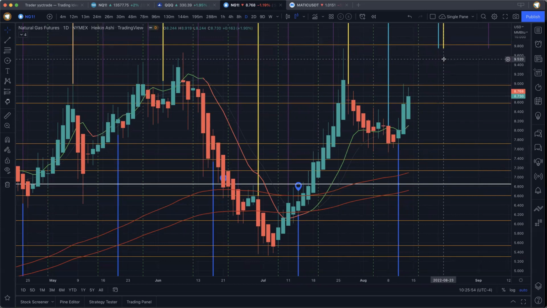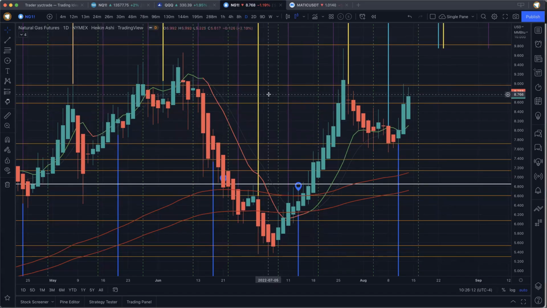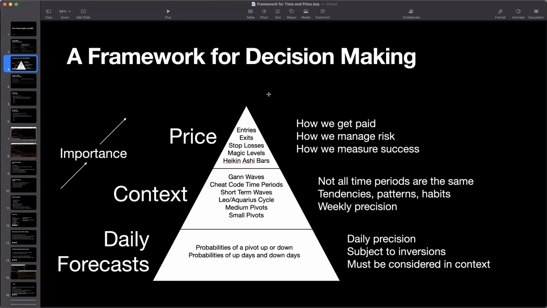Okay, let's go and take a look at time trades here. And we're going to flip over to the web application and take a look at some of the daily probabilities. Actually, before I do that, I'm going to give an update on the roadmap. Okay, so let's go here to Keynote. All right, so we've got our framework for decision making. This should be familiar to you if you've viewed this video before.